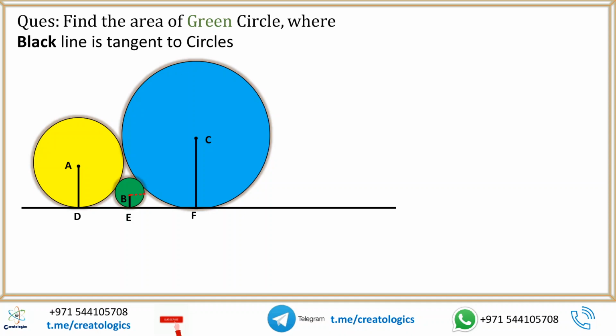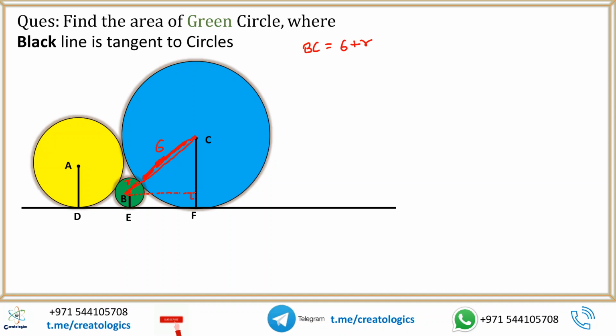See, if I drop a perpendicular from this B to this radius, what will I get? This is 90 degrees, and I can also join the centers of these two circles. These circles are touching each other. So the BC length will be: this length is r units, and this is also the radius of the blue circle, which is given as 6 units. So this BC is equal to 6 plus r.